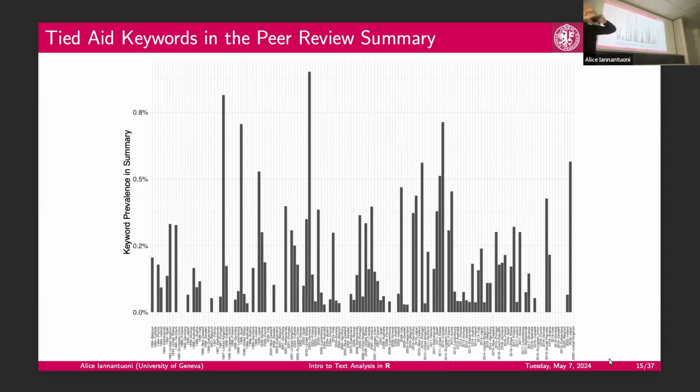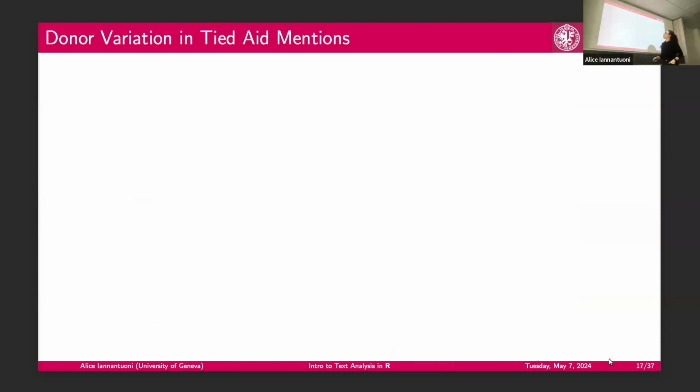So there's no document that never has any tied aid mentions. There are some documents that don't have any mentions in the summary. Some of these columns are about to turn pink to indicate the documents that also have a specific anti-aid-tying recommendation, those manually coded explicit recommendations, right?